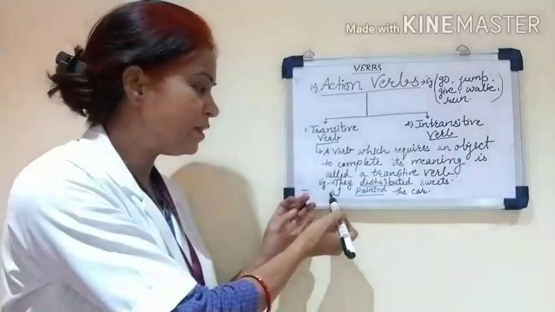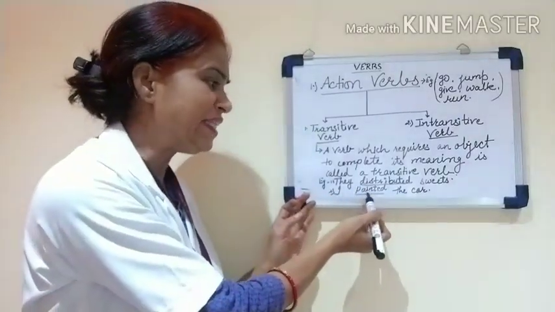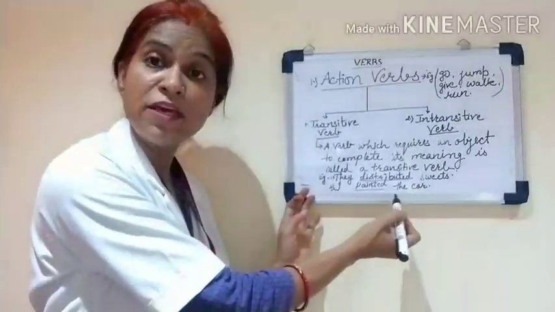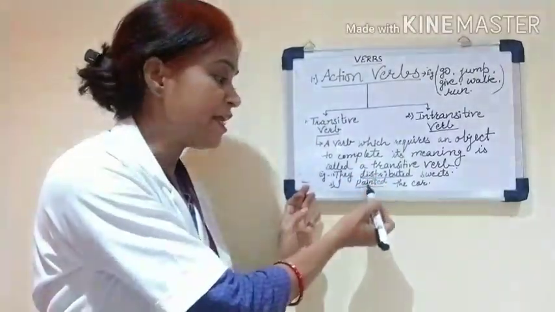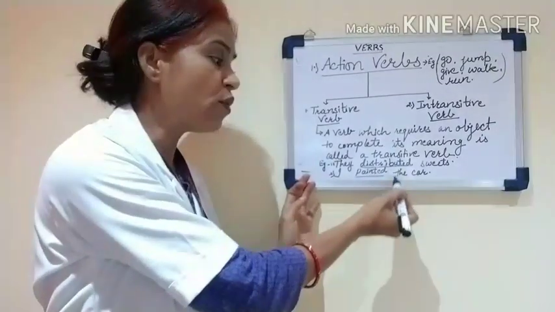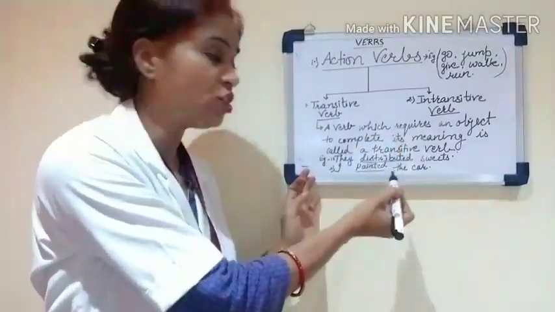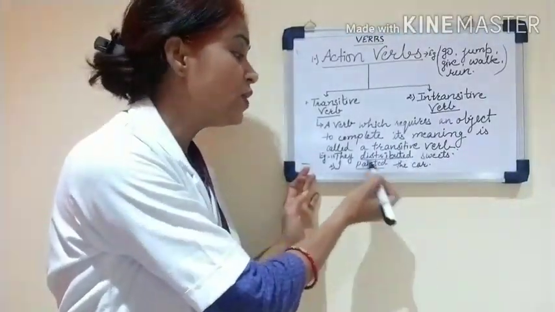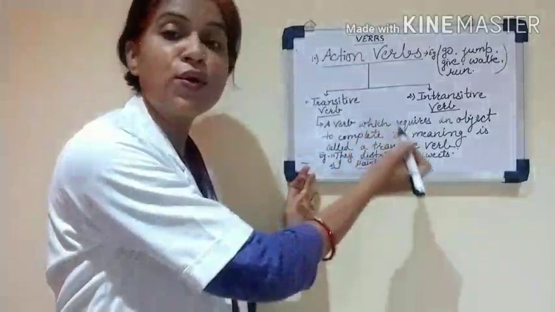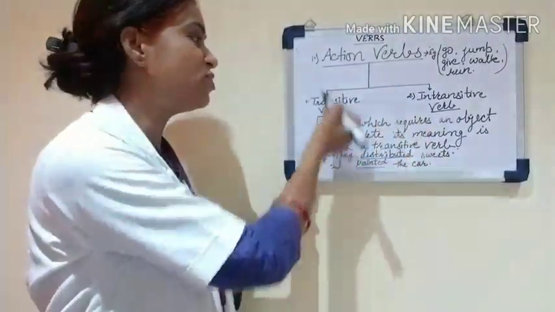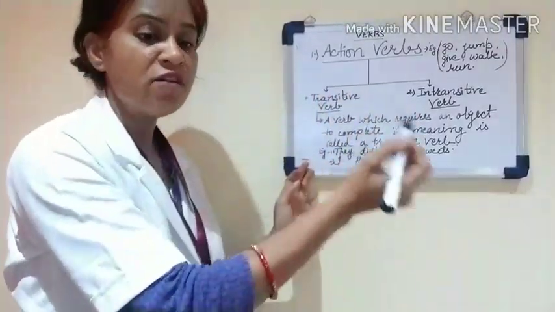One more example here. I painted the car. What is verb here? The verb is painted. And what is receiving the verb's action? The car. So this sentence requires an object to complete the sentence. So this is a transitive verb.